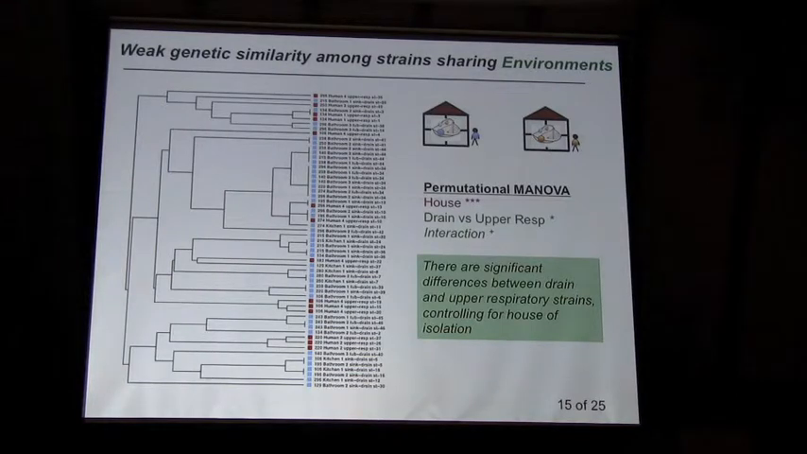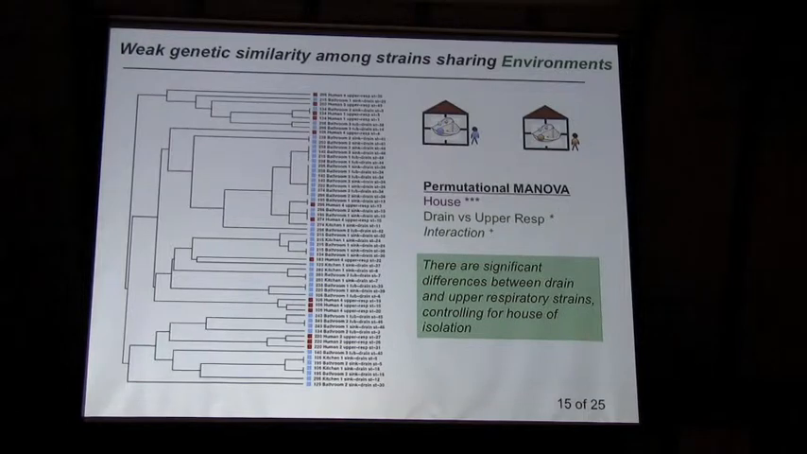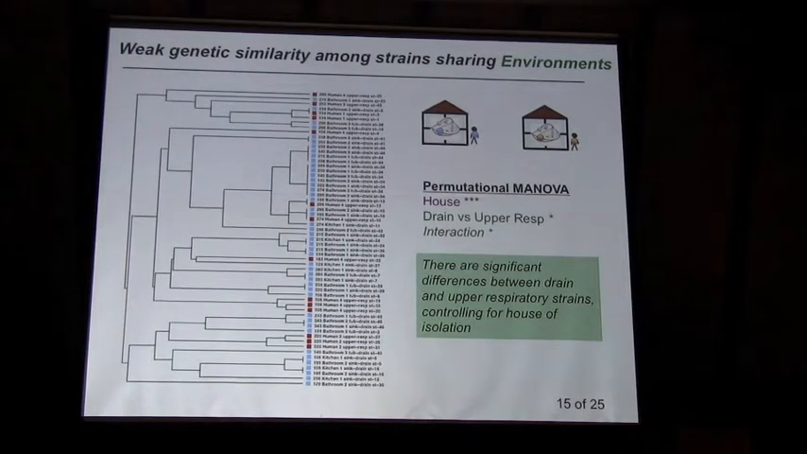For this model, it's a two-way factorial model because we know that house is really important. And there it is, doing its thing, being important. There's also a marginally significant interaction between house and the environment of isolation, which basically is saying that in some houses there's greater similarity between what you see in the person and in the drains than in others. And there's an overall difference between drain and upper respiratory strains in terms of genetic similarity.